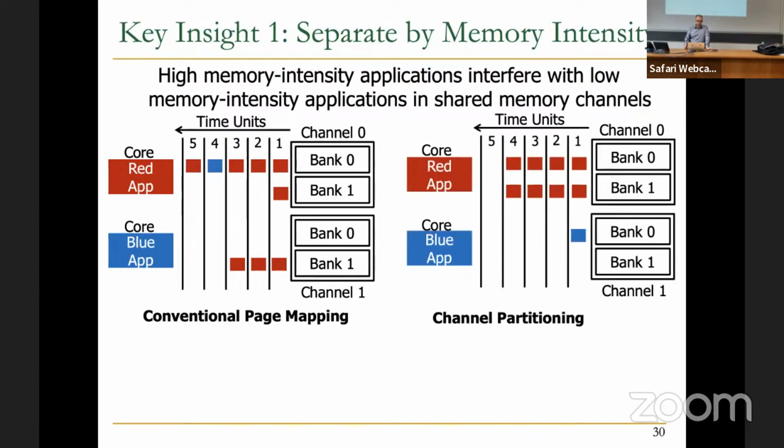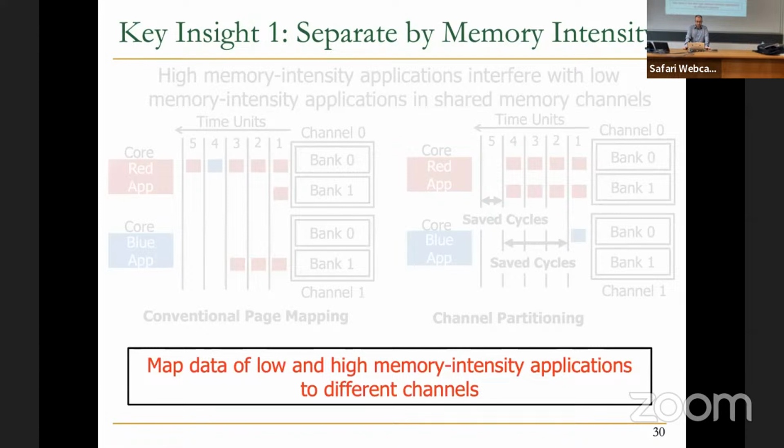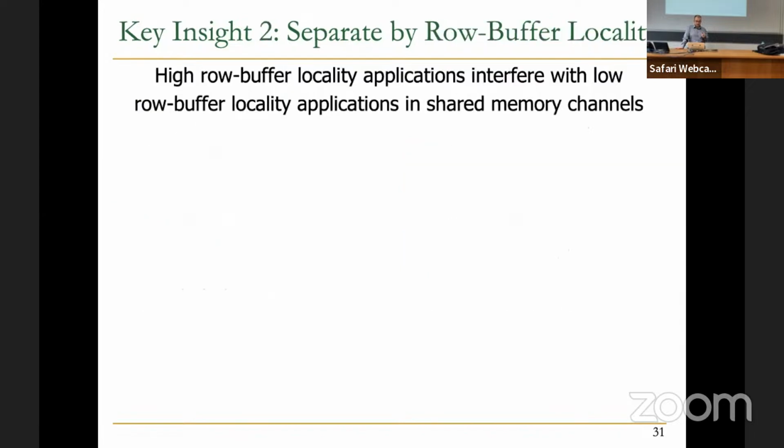In a better way of channel partitioning, if you send all the requests from the red application to channel 0, you can address all of them like this. And then requests for the blue application can go only to channel 1. You can see that you can save a lot of cycles for the blue application, and you can also save cycles for the red application at the same time. So in general, it gives better performance. Mapping data of low and high memory intensity applications to different channels is one way to provide better predictable performance and quality of service.